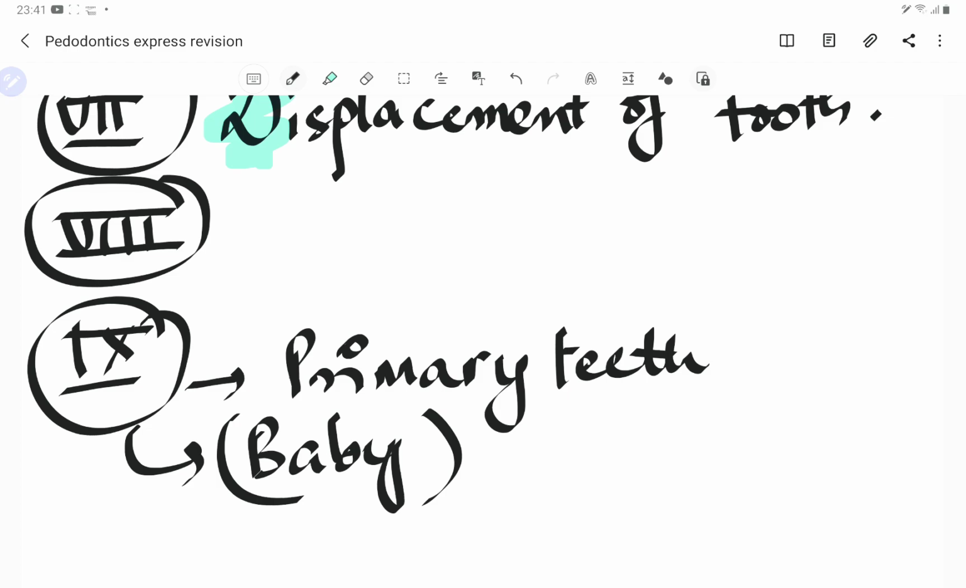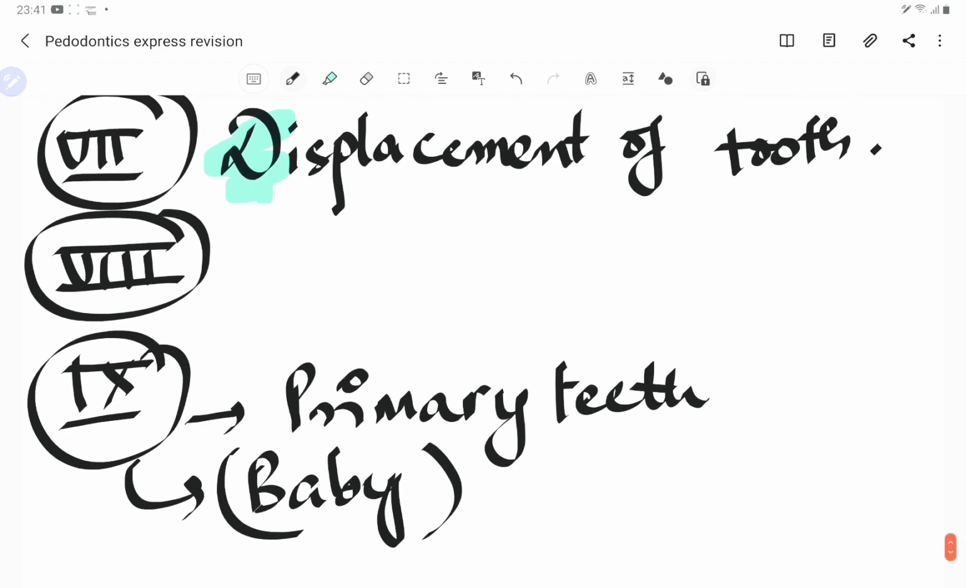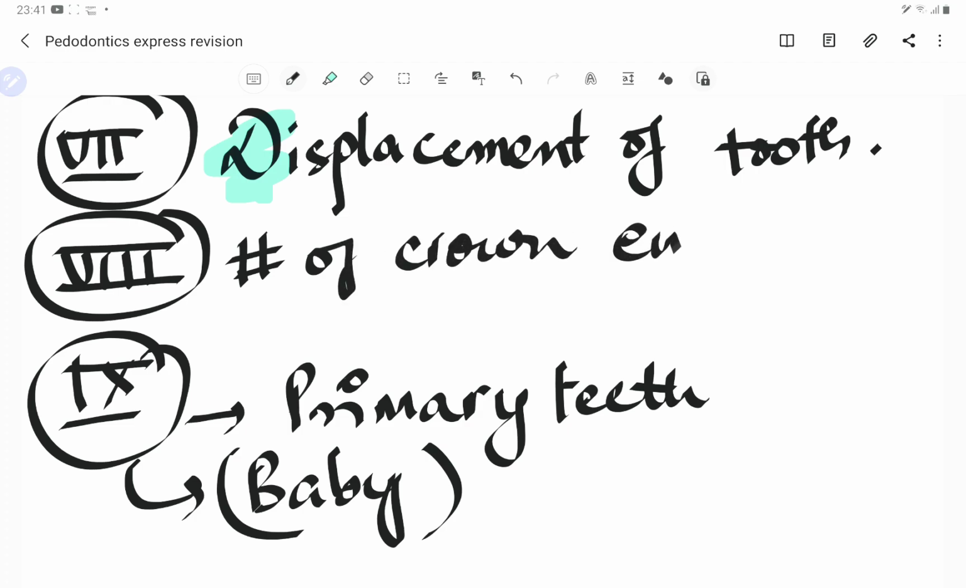So in that case, that particular traumatic injury to the primary teeth, irrespective of the fracture or the injury to the tooth, either it is crown or root or displacement, according to Ellis and Davies, we categorize it into class 9 of the Ellis and Davies classification. So the 8th one which we are left with, guys, is the fracture of the crown en masse. That means the whole of the crown is fractured. So that is according to the Ellis classification.